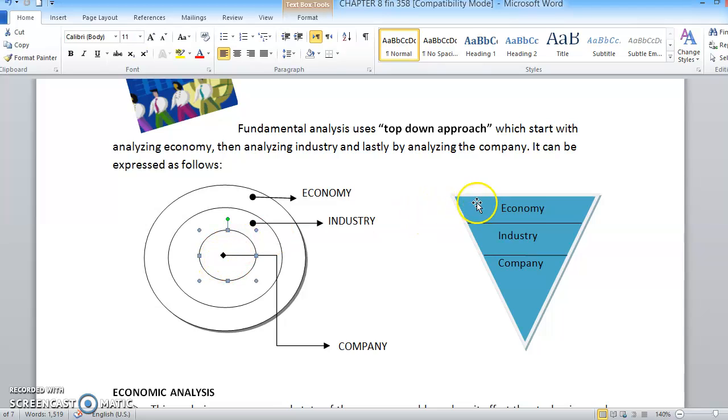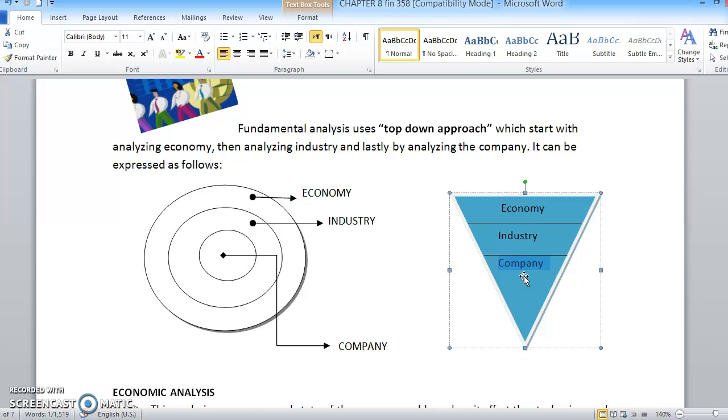Or you can draw a pyramid, just to show you how the top-down approach looks. They will analyze the biggest part first, which is the economy. The second is the industry, and the smallest part is the company, right? So this is how they do the fundamental analysis.